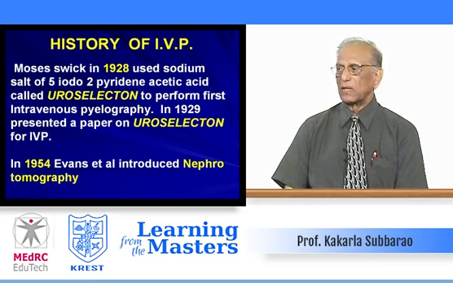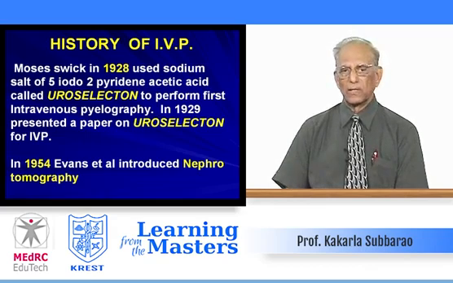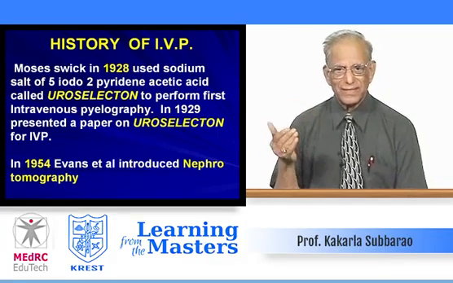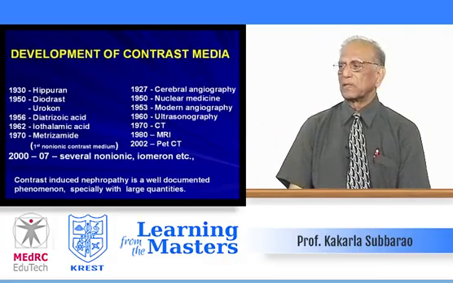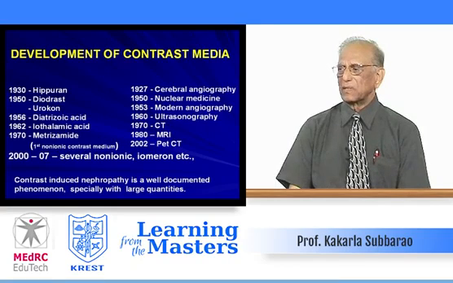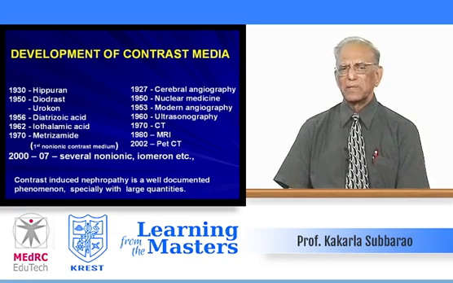In 1954, Evans et al. introduced nephrotomography. That's the period where I was doing residency in New York. Development of contrast media: 1930, Hipuron; 1950, Diodrast and Urocon; 56, diatrizoic acid; 62, iothalamic acid; 70, metrizamide, first non-ionic contrast medium. 2007, several non-ionic compounds have come, so that minimal reactions, although it is costly. Contrast-induced nephropathy is a well-documented phenomenon, especially with large quantities. Even today, occasionally we come across.